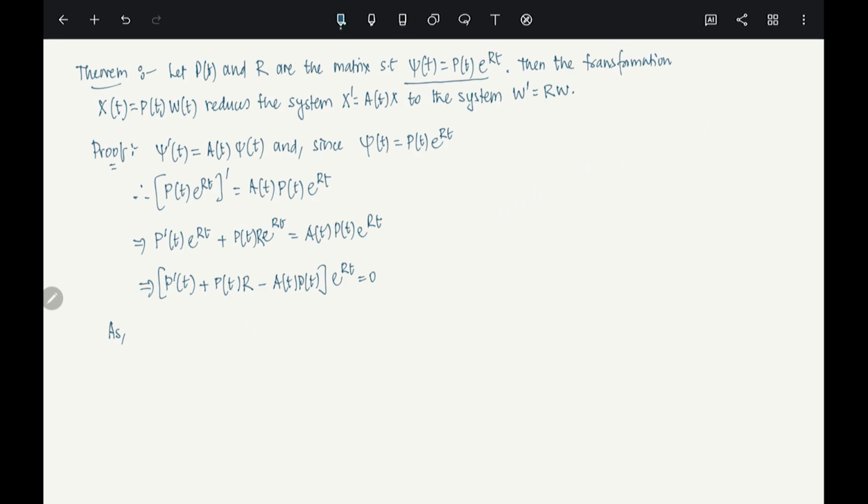So what I'm trying to say is this: x of t is p t times w t, right? So what does that give us? x prime of t is nothing but p prime of t w t, and then p of t w prime of t. Clear? Now what does that imply? What is x prime of t? It's nothing but a t times x of t, and x of t is nothing but p t times w t. That is nothing but p prime of t w t plus p of t w prime of t. That's what we are going to get, right?